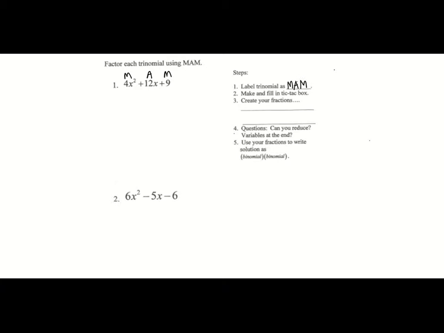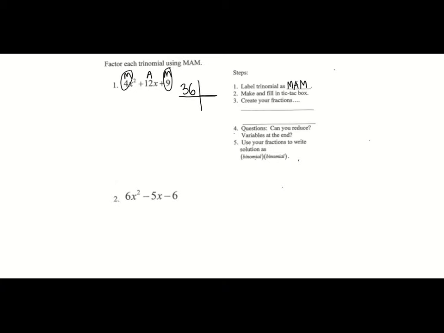Next, make and fill a tic-tac box. So this means that we are going to have a box like this, and our multiply and multiply piece right here, we have a 4 and a 9. We're going to multiply those together and put them in the first box. So 4 times 9 gives me 36. So the top left corner is where our two numbers multiplied together. And again, that gave us 36.